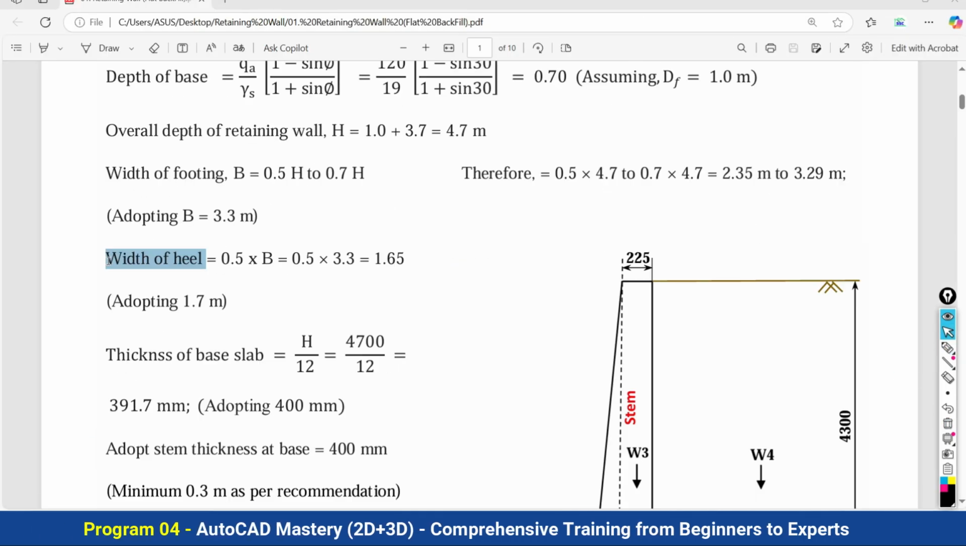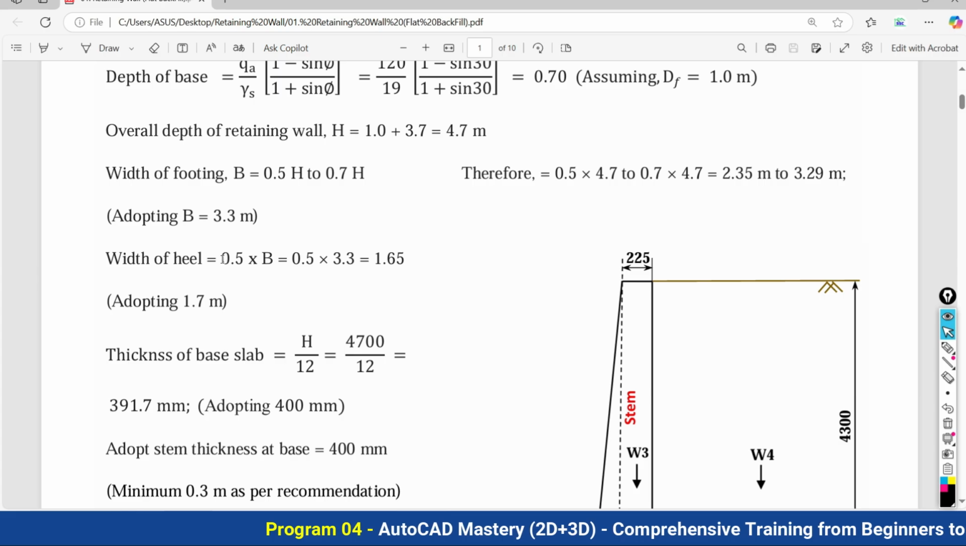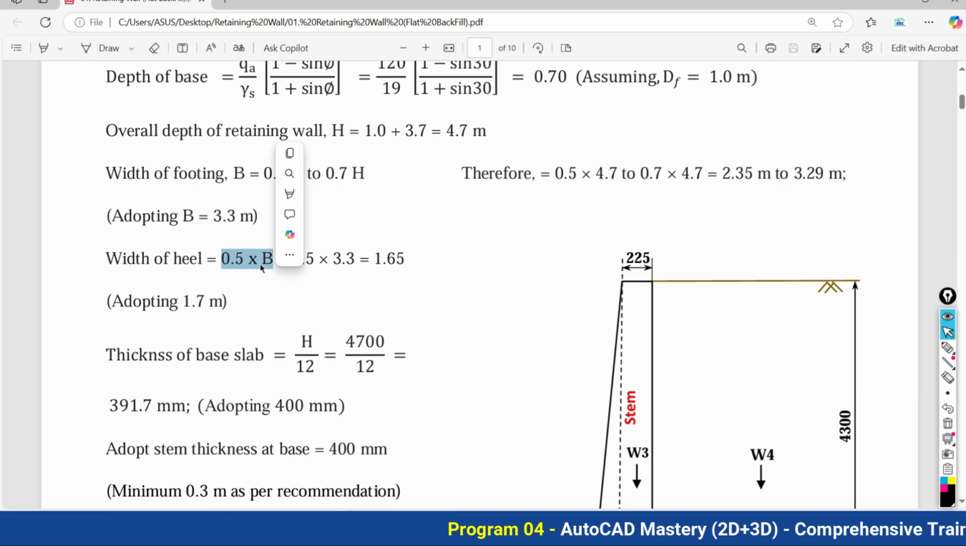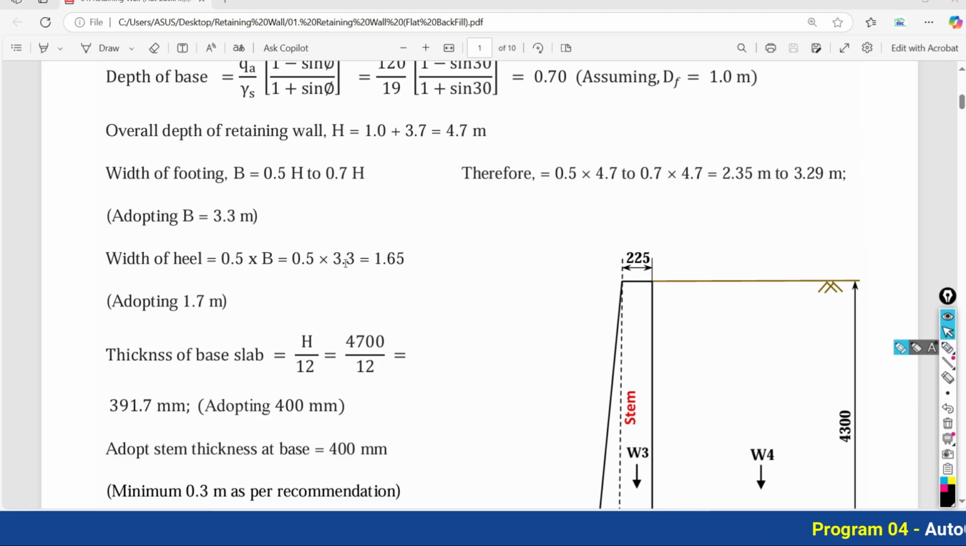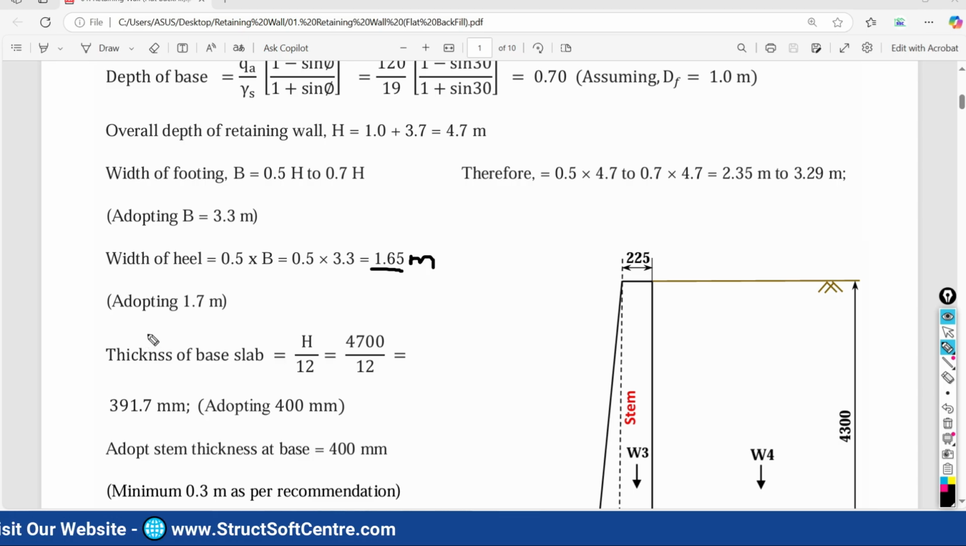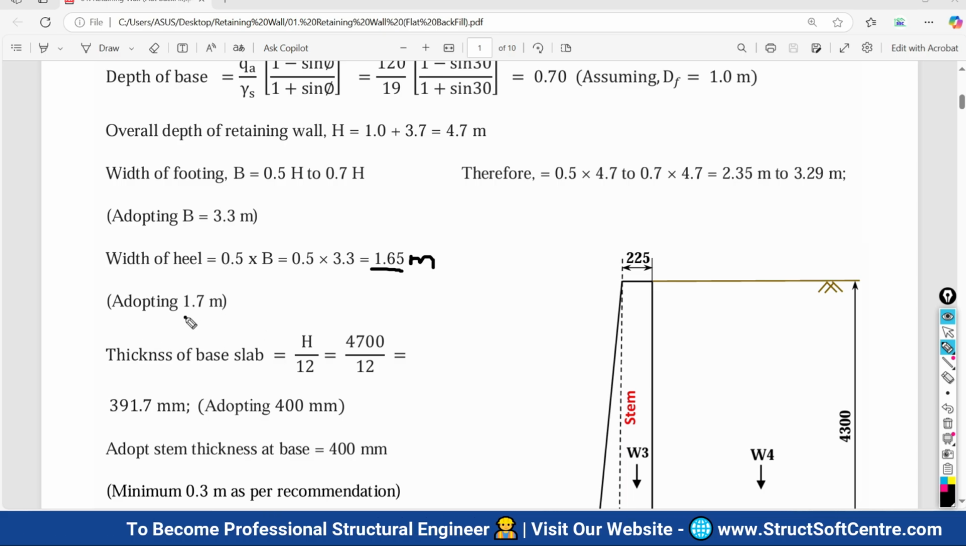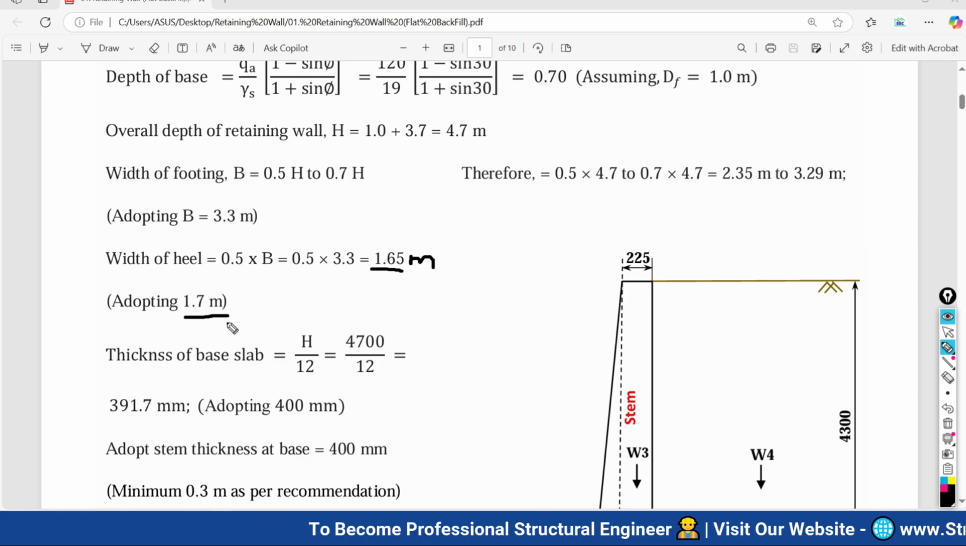Here it is given that the width of the heel equals 0.5 times the total width of the base. So 0.5 times 3.3 becomes 1.65 meter. But here also, to be on the safer side, because we are going to take a larger size, we are going to adopt 1.7 meter finally as the rounded-off value.